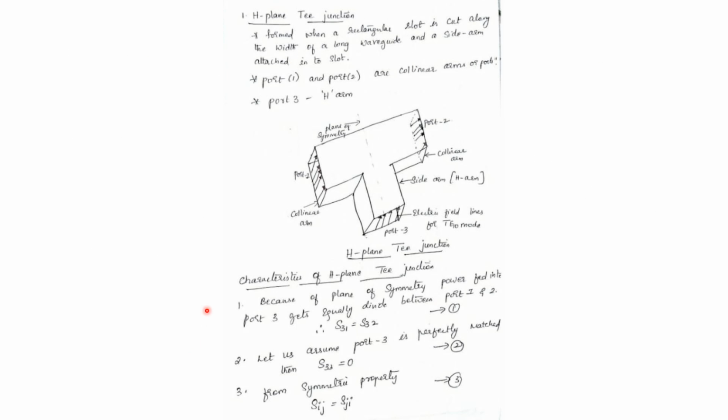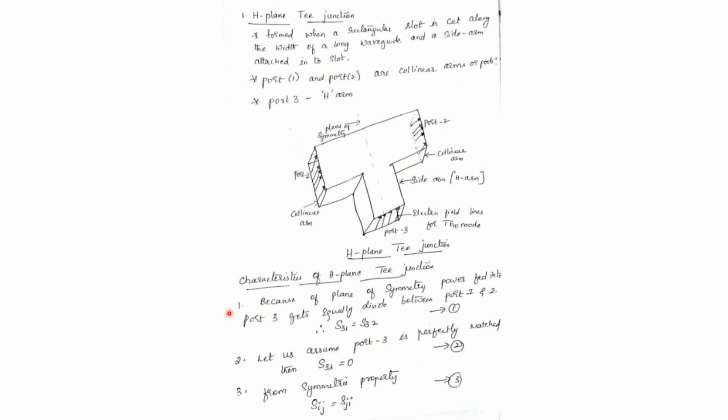Now, let us see the derivation of H-plane T-junction. The H-plane T-junction is formed when a rectangular slot is cut along the width of the waveguide and the side arm is attached to the slot. This part is called port 1, this portion is called port 2, and this portion is called port 3. The port 1 and port 2 arms are called collinear arms or collinear ports, and port 3 is also called the side arm or H arm.